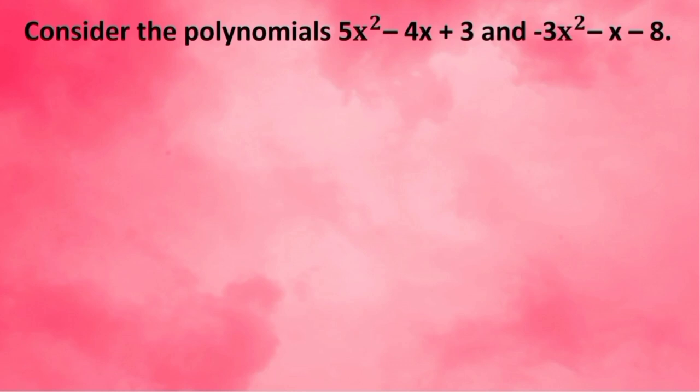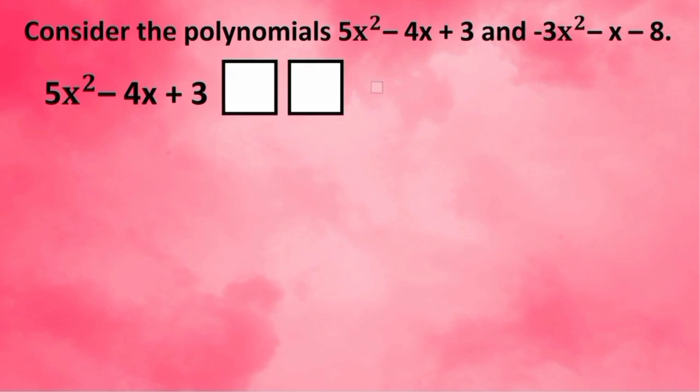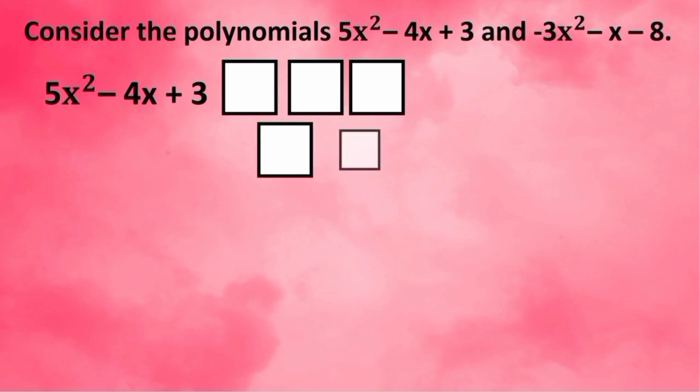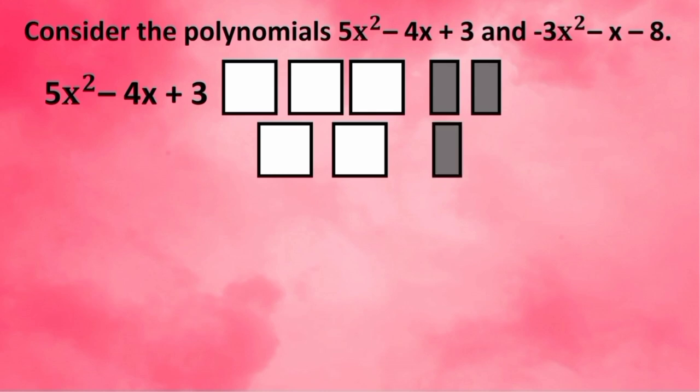Now let's consider the polynomials. 5x squared minus 4x plus 3 and negative 3x squared minus x minus 8. To represent 5x squared minus 4x plus 3, we have 5 big squares to represent 5x squared. Now we have 4 shaded rectangles to represent negative 4x. And we have 3 small squares to represent 3.